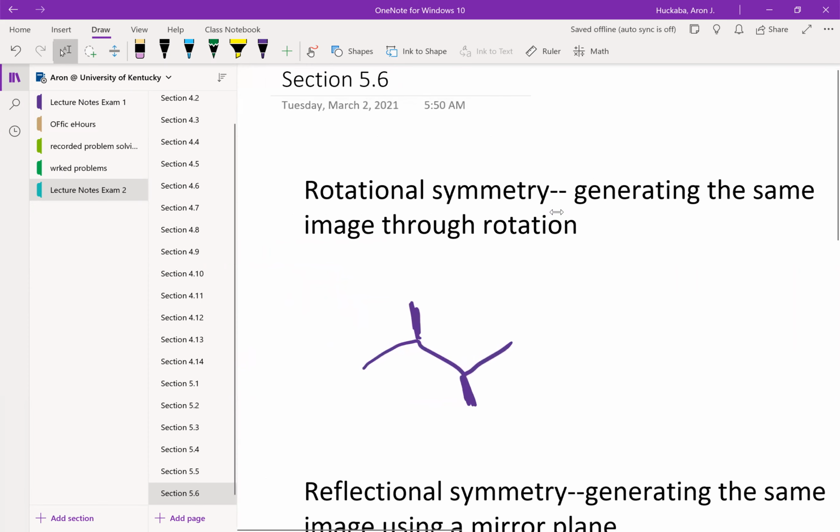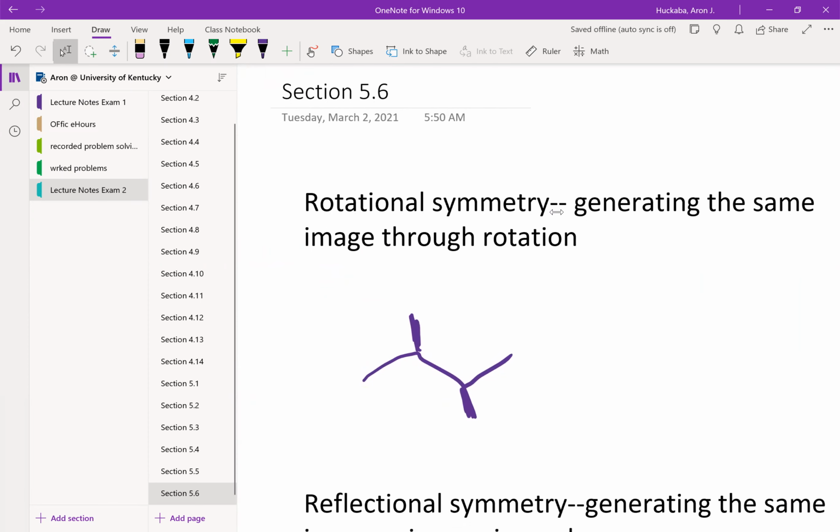Today we're going to be talking about symmetry, and reflectional and rotational symmetry, and whether that makes a molecule chiral or achiral simply by how you can do certain symmetry functions on those molecules. All right, so first let's look at rotational symmetry.